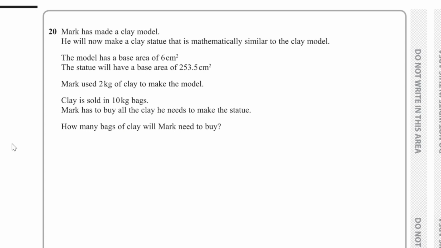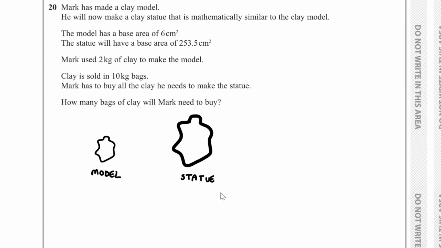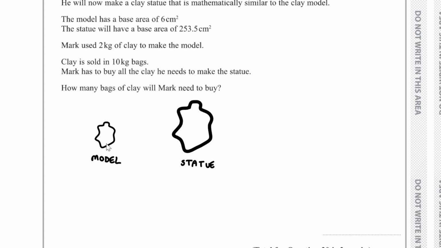Well, here we've got the statue. We'll show the statue here. Well, what we'll do actually, if I copy and paste this, here is a big model and here is a little model. So for the little model, we've got the model here, and here we've got the statue. Now, this has a base area of 6 centimeters squared. This has a base area of 253.5 centimeters squared. Let's just move this over here.